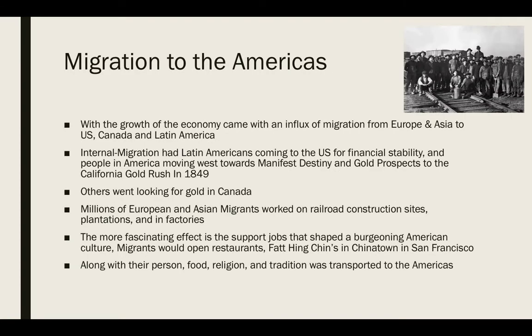But the migration to the Americas came with the growth of the economy, with an influx of migration from Europe and Asia to the US, Canada, and Latin America. Internal migration had Latin Americans coming to the US for financial stability and people in America moving west towards manifest destiny and gold prospects, like the California gold rush in 1849. Others went looking for gold in Canada as well. Millions of European and Asian migrants worked on railroad construction sites, plantations, and in factories.